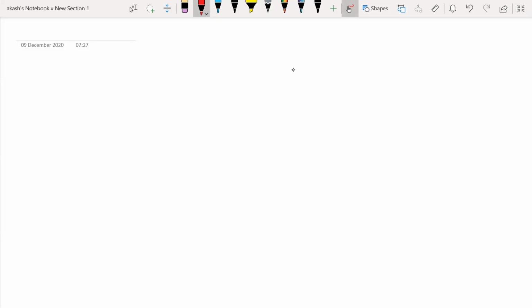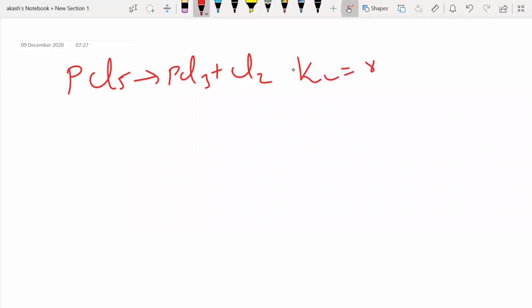And for the reaction, we know what reaction will happen: PCl5 giving PCl3 plus Cl2. This is the reaction happening inside the vessel, and they have given the Kc value for this as 10 power 3 mole per liter. This is given to you.